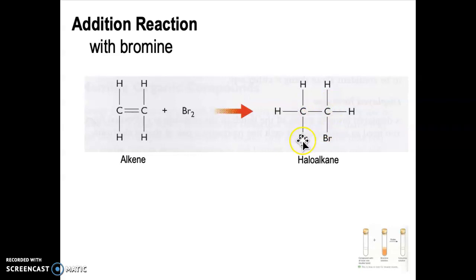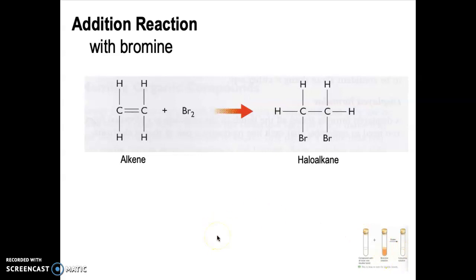Very important that you don't put both bromines onto one carbon. That is an error and will be marked wrong. There is a colour change that you need to know for this reaction. What will happen is the orange-brown solution, that's the bromine water, when added to your alkene, which will be colourless, when you add those two together, it will decolorise.